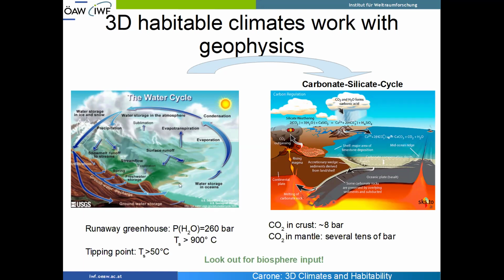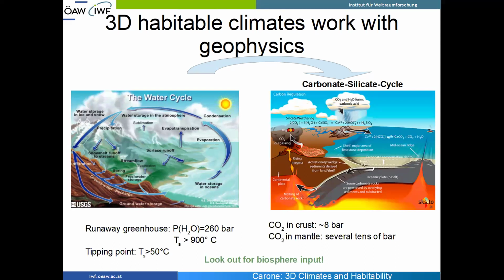And if you don't have this, for example, on the Earth, you can, in principle, put all the water oceans into the atmosphere, and then you have surface pressures of 260 bar, which is not nice for life, and surface temperatures greater than 900 degrees Celsius, which is even less good for life. And the tipping point towards this regime for the Earth is estimated to be when the average surface temperature is a bit above 50 degrees Celsius.